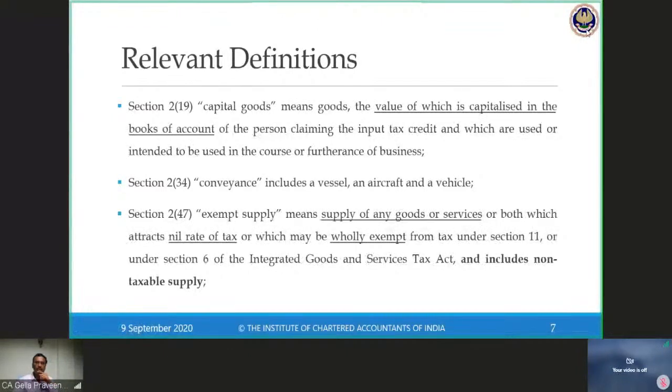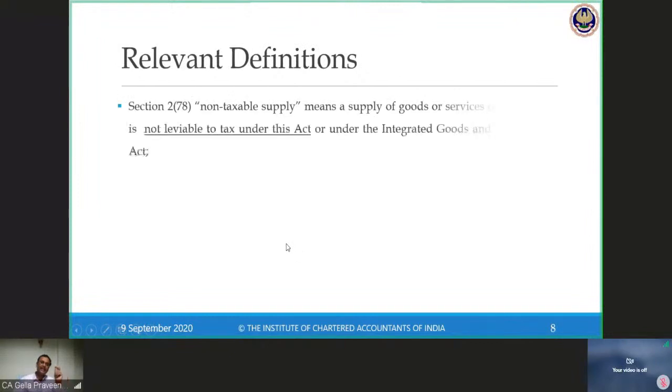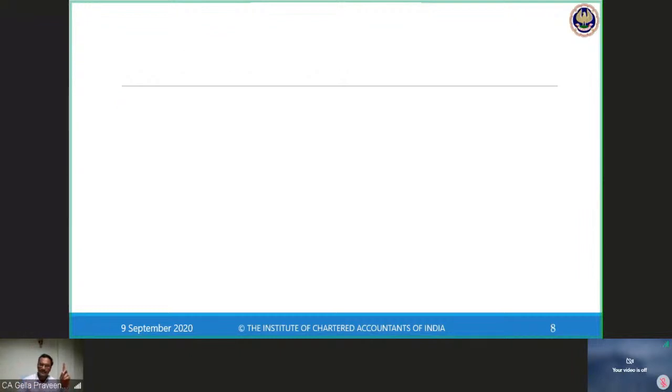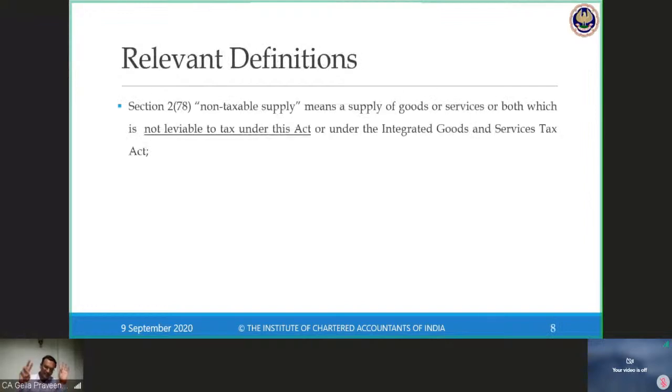This term non-taxable supply is something which we need to thoroughly understand, which is nothing but my section 9 entry number 2: alcoholic liquor for human consumption, and petrol or diesel. For the annual return, when you go for your aggregate turnover for the purpose of filing the GST annual return, that is a point in time where you will thoroughly cover these particular provisions. So one is your exempt supply, which is covered under section 2 subsection 47, and section 2 subsection 78. These two definitions are relevant for your examination.